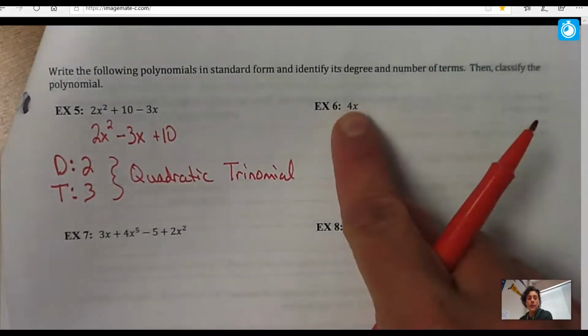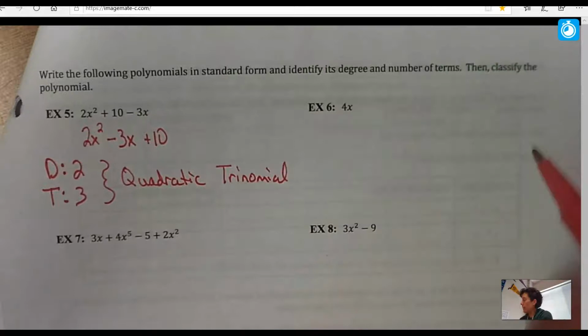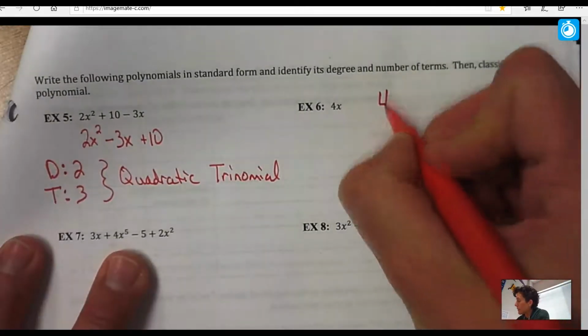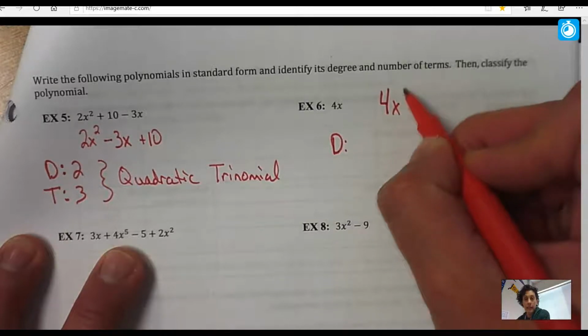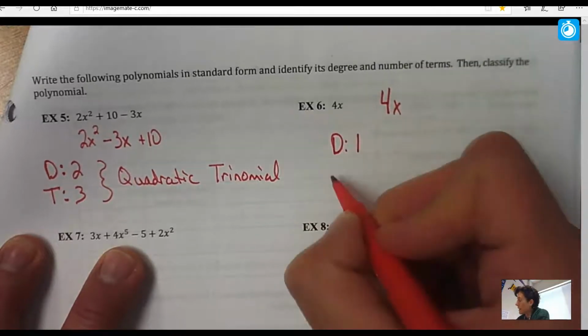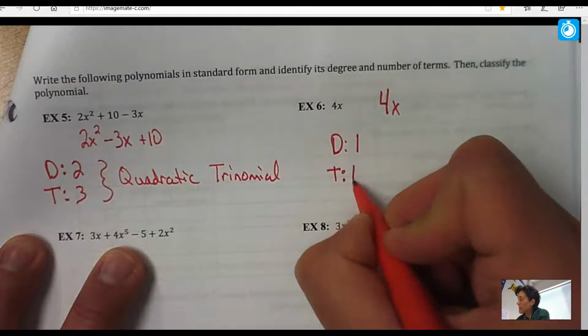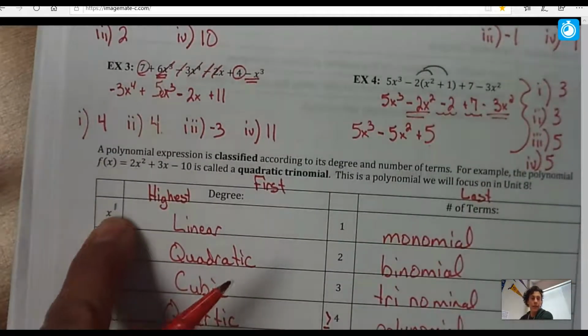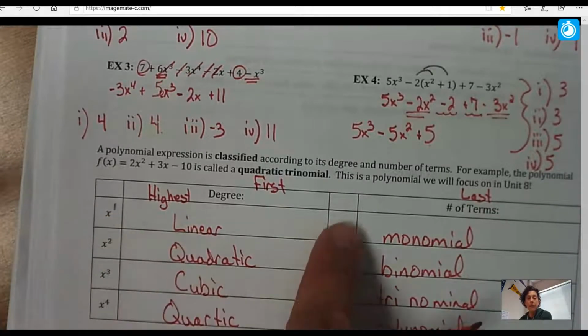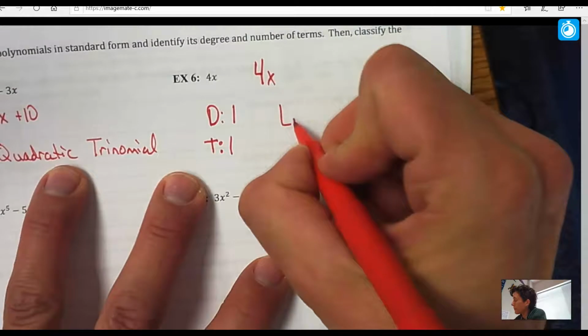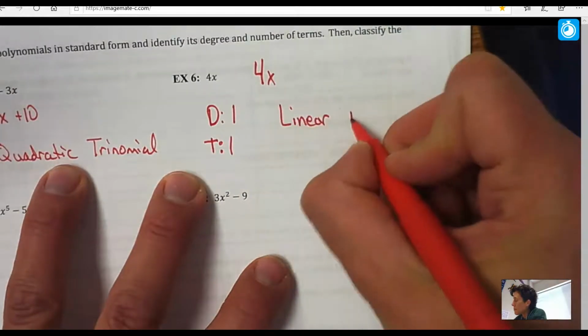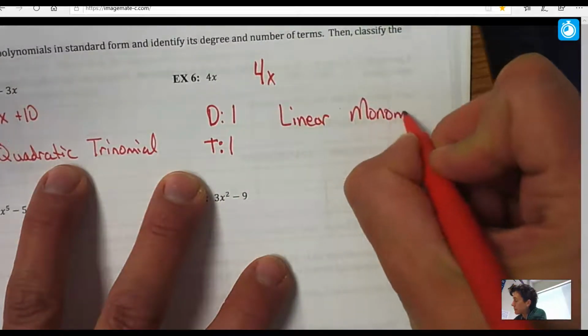All right, so for this one, it's in standard form. Don't really have to rewrite it. I'll just make it bigger. So when I go for its degree, even though I don't see it, there's a first degree there. And then the number of terms is also 1. So when I go here, this non-visible 1 is a linear, and one term is monomial. A linear monomial.